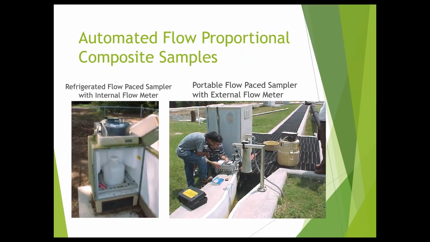So, automated flow proportioning. Here you can see on the left your refrigerated sampler, and on the right the guys are bent over the flow meter. Basically, they're programming the flow meter to tell the sampler to take the sample. So those are two components you need: you have to have the flow meter and you have to have a sampler.